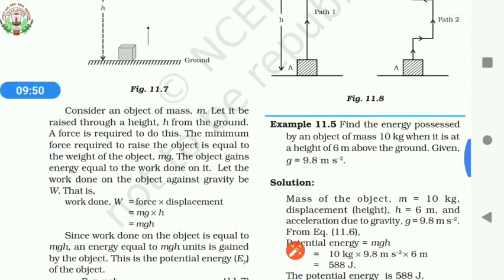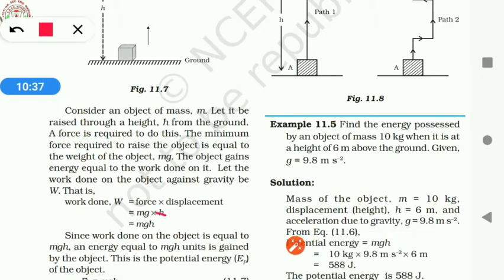The object gains energy equal to the work done on it. When you do some work, an equal amount of energy will be used up. So the work done will be equal to the energy used up. Let the work done on the object against gravity be W. Work done is equal to force into displacement, and force is equal to mass into acceleration due to gravity, and h is the displacement. So that is equal to m into g into h. Work done is equal to m into g into h.